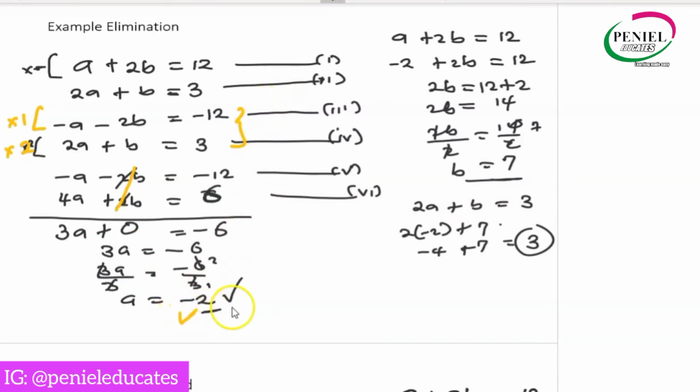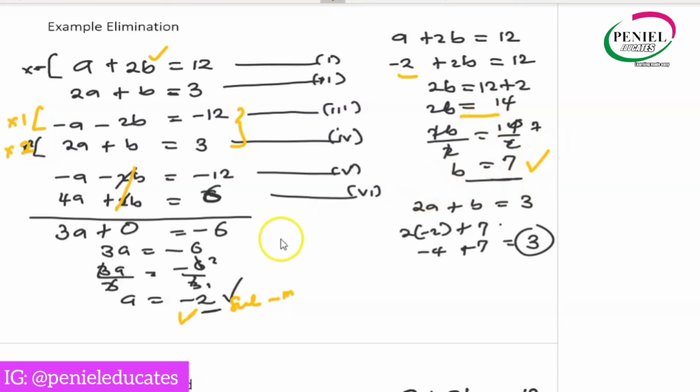Okay, so if I substitute this, put this in any of the equations, like I said before, let me use this: a plus 2b is equal to 12. I already have a to be minus 2, so minus 2 plus 2b is equal to 12. If you take this one to the other side, it's going to be 12 plus 2, that's 14. 2b is equal to 14, and our b will be 7.